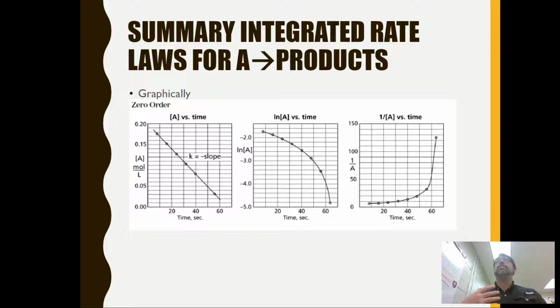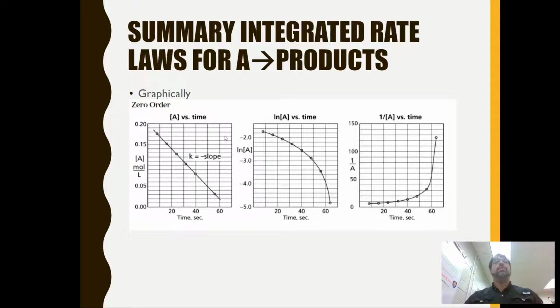So that means that the reaction is going to happen at the same pace no matter what the concentration is. So concentration has no effect on a zeroth order reaction. Okay? And that's what we need to know here.